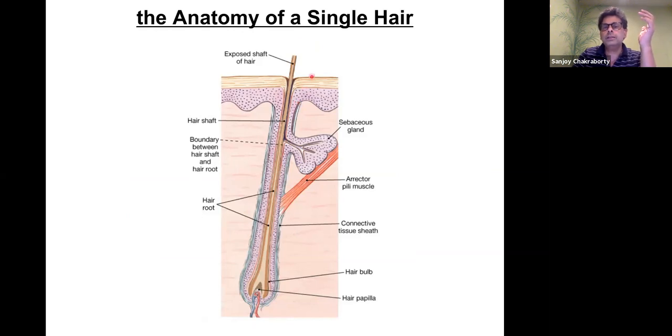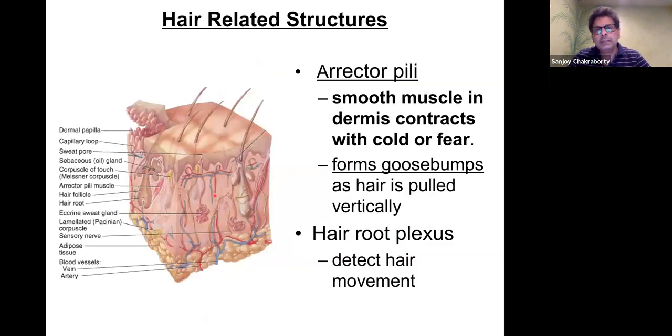As soon as you cut it here, it will grow again, unless you destroy this hair follicle, which is made of the hair bulb and the papilla. Otherwise, you are going to get the hair back again. Now, somewhere in the middle portion of the hair, there is a bunch of smooth muscle attached to the dermal papilla. When this muscle contracts, the hair stands up, causing goosebumps.